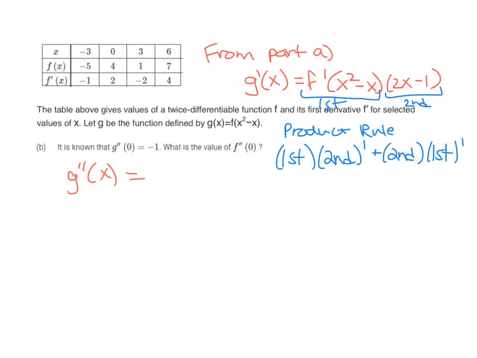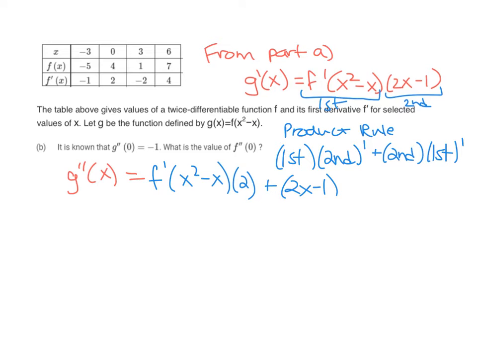My first function is f prime of x squared minus x. Derivative of the second is going to be 2. That's the derivative of 2x minus 1. I then do that plus the second, which is 2x minus 1, multiplied by the derivative of the first. Okay, derivative of the first is pretty tough. You're going to use the chain rule again.